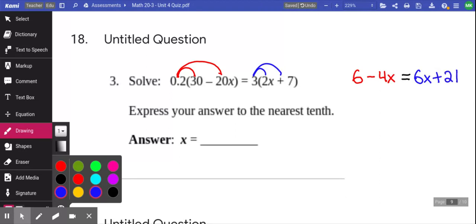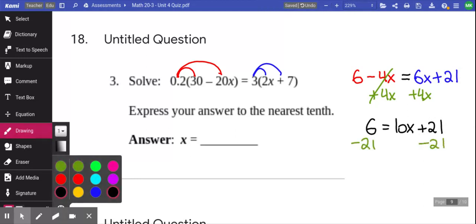Again, we got to get all of our x's from one side to the other, so we're going to add 4x from the left to the right. That gives me 6 equals 10x plus 21. I'm going to subtract 21 from one side to the other. That gives me negative 15 equals 10x. And divide both sides by 10. Negative 1.5 equals x.